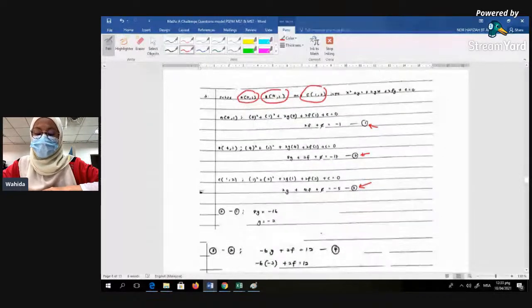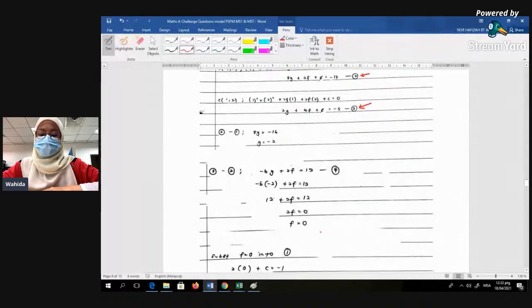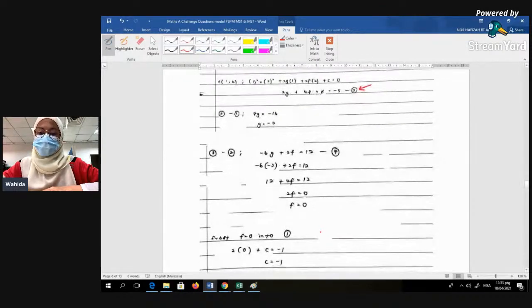Lepas tu untuk dapatkan value G, kita kena buat equation 1 tolak equation 2. Kita akan dapat value G sama dengan negatif 2. Lepas tu kita kena buat equation yang keempat, iaitu dengan equation 3 tolak equation 2. Lepas tu nanti kita akan dapat negatif 6G tambah 2F sama dengan 12. Lepas dapatkan equation yang keempat tu, kita substitutekan value G sama dengan negatif 2 dalam equation yang keempat. Kita akan dapat F sama dengan 0.